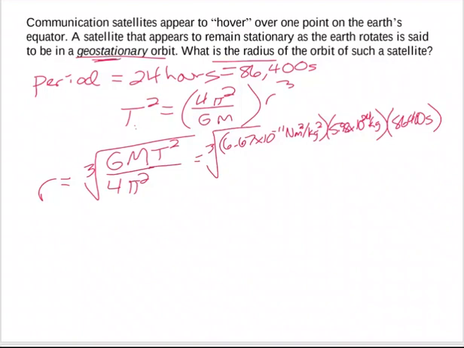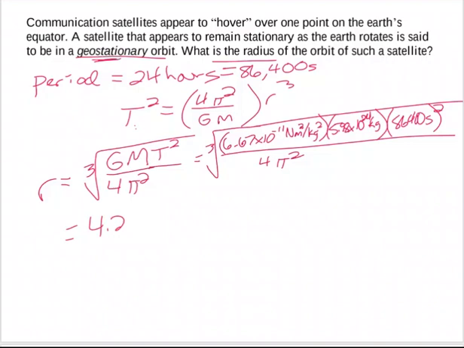And this is squared. And all divided by 4 pi squared. All right, we plug all that stuff in. What do we get? So 4.2. How many significant figures do we have here?